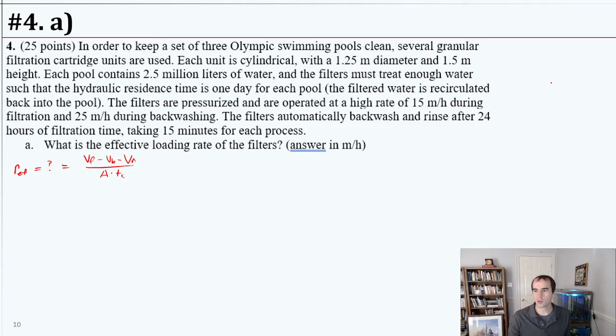Okay, so let's draw one of these units. We have cylindrical units, something like this. They are pressurized vessels, so they don't take up quite as much area. By the way, if you've ever been involved with any sort of pool maintenance, granular filters are indeed often used for them. Okay, so these guys are 1.25 meters in diameter, 1.5 meters high.